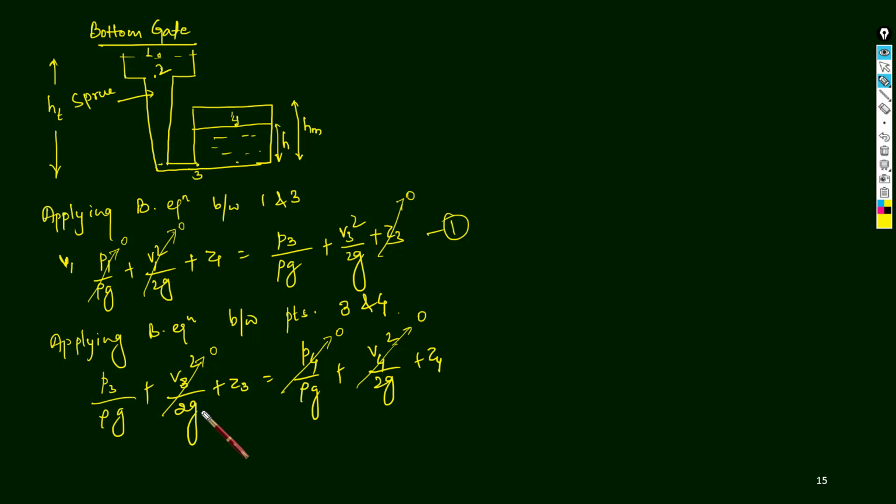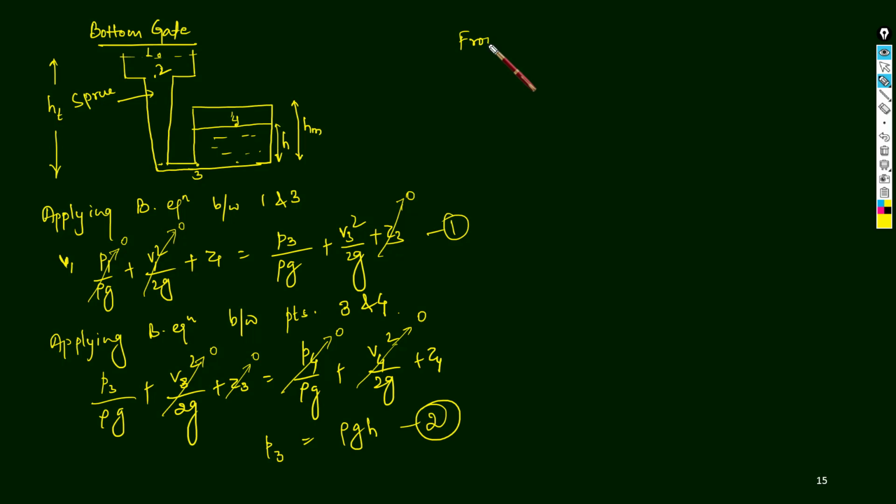So from here we come to know that P3, okay, Z3 is the datum point, this is datum 0. So P3 is equal to rho g h. Can we put it here? This is equation 2.